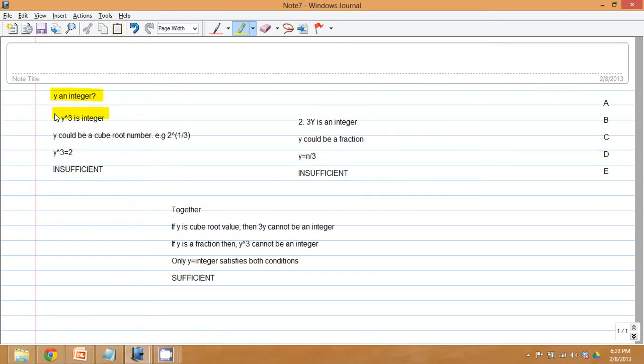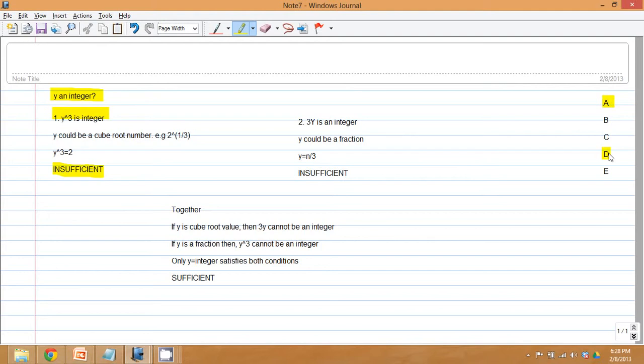But what if y is equal to a cube root value of something? Say y is equal to the cube root of 2. Now y cube will definitely turn out to be an integer, but y need not be an integer in such cases. So this particular condition gives us both yes and no answers, and therefore this is clearly insufficient. Since this is insufficient, we know that A cannot be the answer because A says that 1 has to be sufficient, and D cannot be the answer because D says that 1 and 2 are both sufficient individually. Now those two answers are out of question.